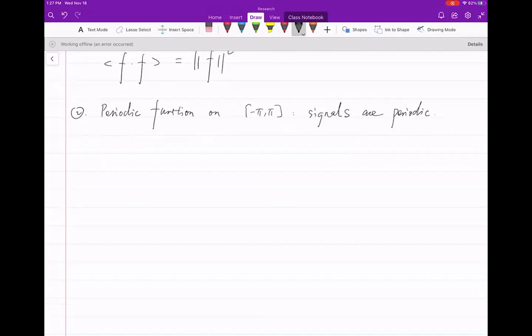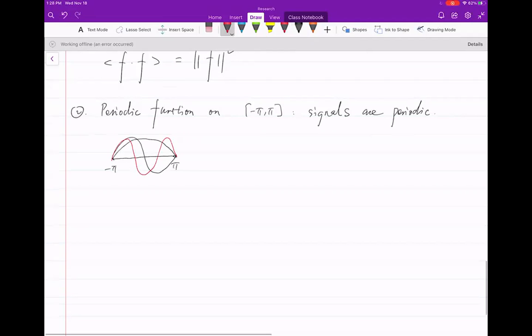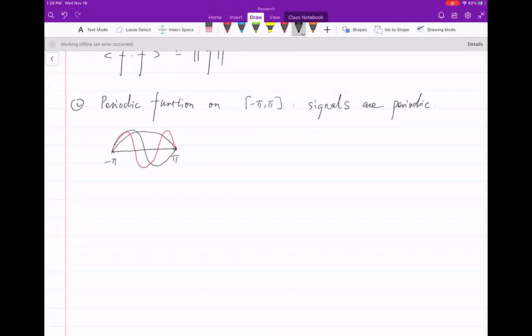If it's periodic, you can see this is negative pi to pi. You certainly have a period. It can be this. It can be that. It can be this. Then we start to wonder, we actually have a lot of signals with different frequencies. We have sin x, we have sin 2x, we have sin 3x, we have sin 4x, and so on. We have all these different signals.